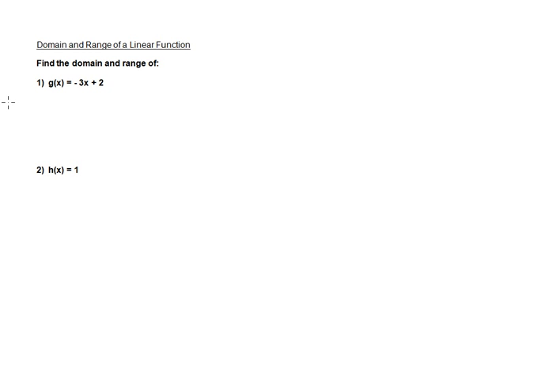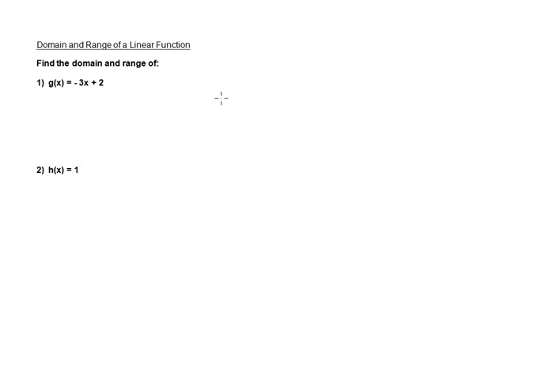In this example, we'll be finding the domain and the range of two linear functions. The first one is g of x is equal to 3x plus 2. And it's helpful to remember that the domain is a set of possible x values, and the range is a set of possible y or function values.